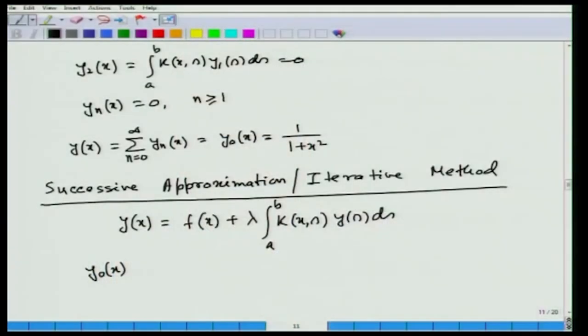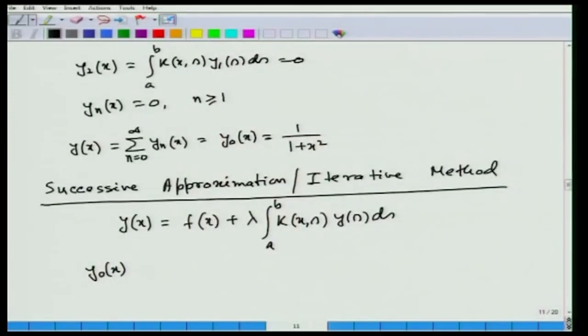But of course, in order to solve any particular problem, you have to be careful about the choice of this y0(x), because using y0(x) and substituting it into the integral equation on the right hand side, that means under the integral from a to b, k(x,s) y(s) ds, we can calculate the first approximation y1(x). And using this first approximation y1(x) on the right hand side, we can get the second approximation y2(x) and so on. And ultimately, our target is the solution y(x), that is nothing but the limit as n tends to infinity of yn(x).